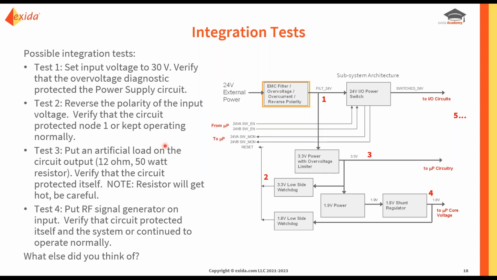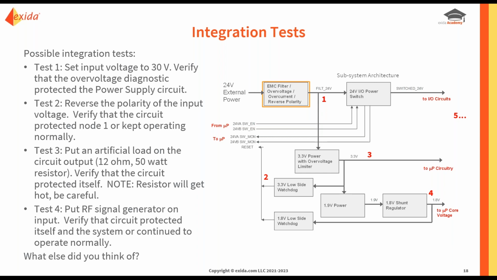The next test might be to reverse the polarity of the input voltage and verify that the circuit protected node 1 or kept operating normally. The third test might be to put an artificial load on the circuit output and verify that the circuit protected itself. And then finally, we might put an RF signal generator on the input and verify that the circuit protected itself and the system continued to operate normally. And this is testing our EMC filter. So as I said, you may have thought of a few other ones in the list, or you may have some other ones specific to your particular design.